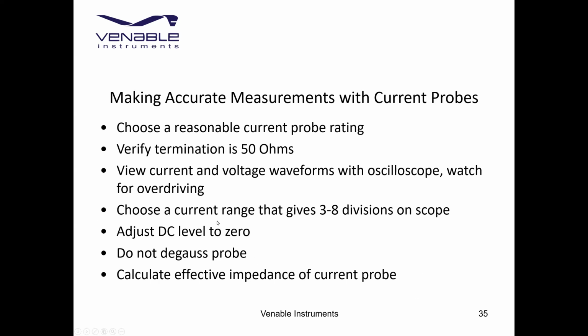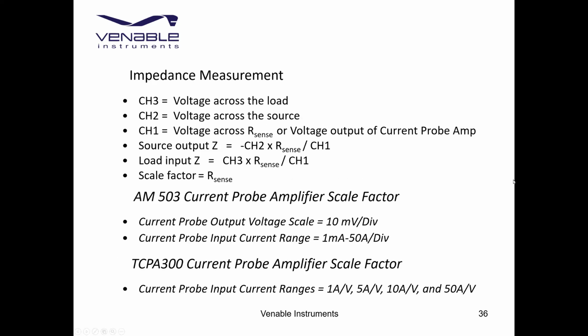I adjust the DC level. I zero the probes. I don't degauss them, but I do zero the probes so I can see if I'm getting the correct DC offset in my oscilloscope. And the next thing to do is calculate the impedance or effective impedance of your current probe.